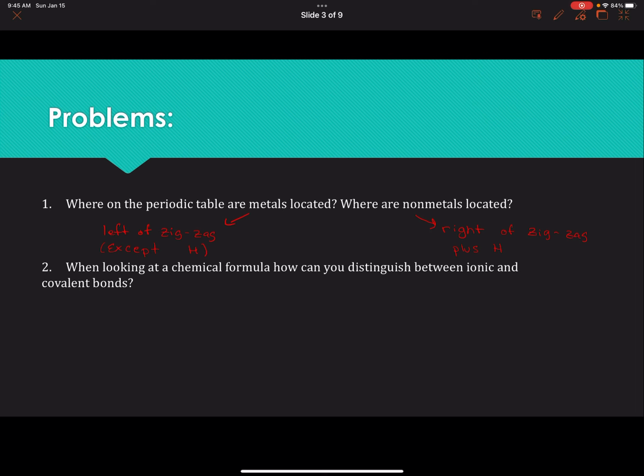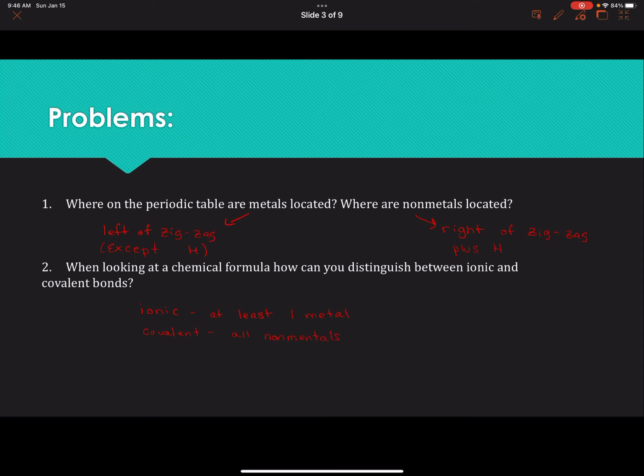So again, we've got to be able to identify ionic versus covalent. So when we look at a chemical bond, how can we distinguish ionic versus covalent? Well, we've got to look at the types of elements present. Ionic, we said, was going to occur between metals and nonmetals. So if we look at that formula and we see at least one metal present, it's going to be ionic. Covalent, we said, occurs between only nonmetals. So if we look at that formula and there's only nonmetals present, then we have covalent bonds.